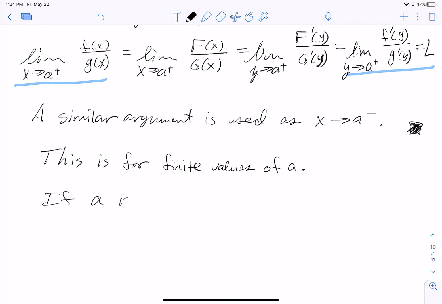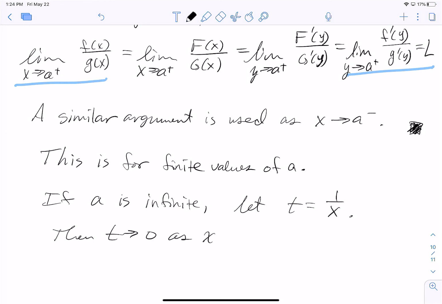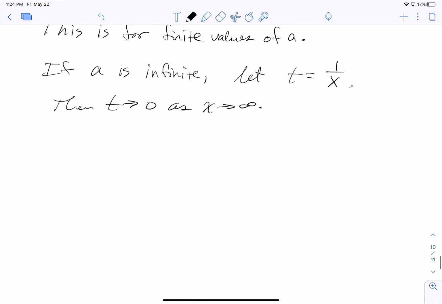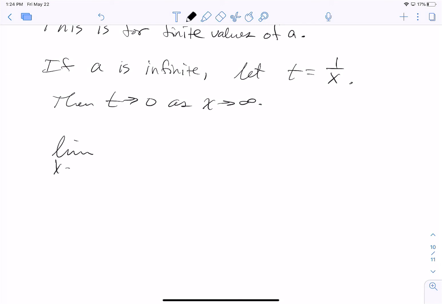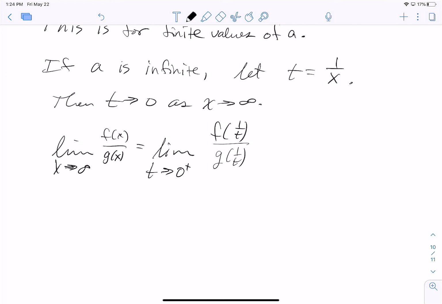If a is infinite, then we make a substitution, let t equal 1 over x. Then t approaches 0 as x approaches infinity. We can then write that the limit as x approaches infinity of f of x over g of x is equal to the limit as t approaches 0 from the positive side of f of 1 over t divided by g of 1 over t, right? Just making that substitution in the argument and for the variable for the limit.